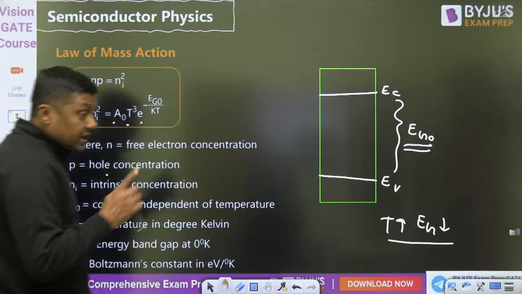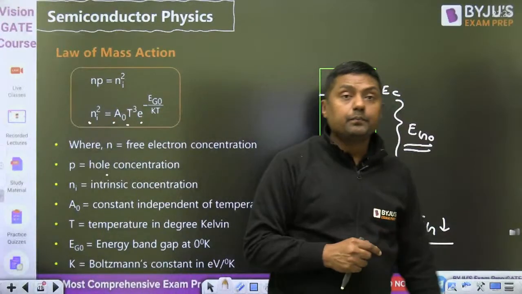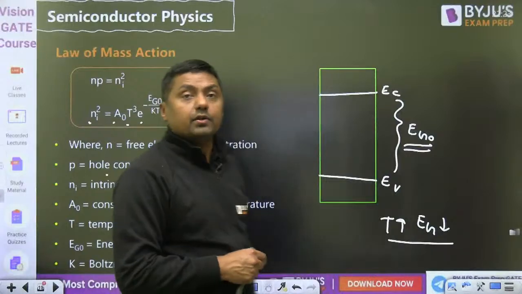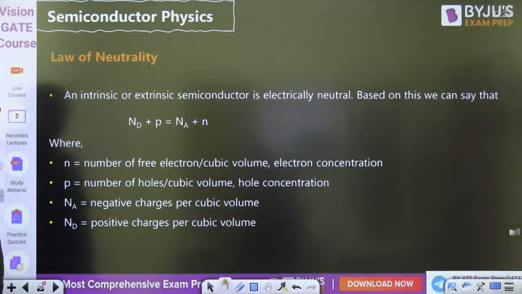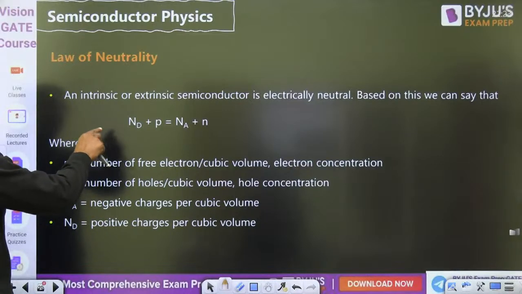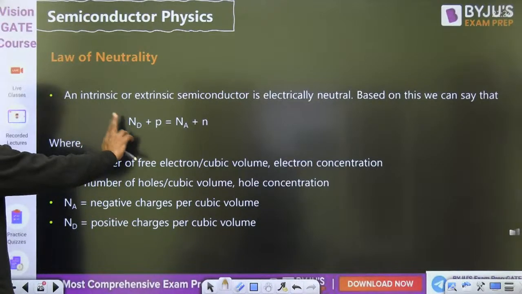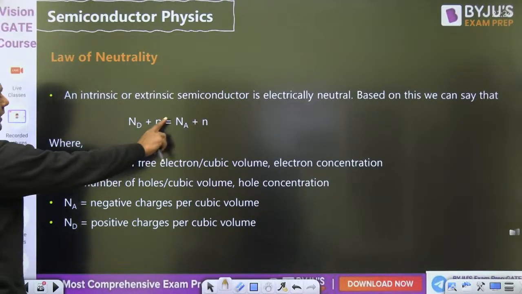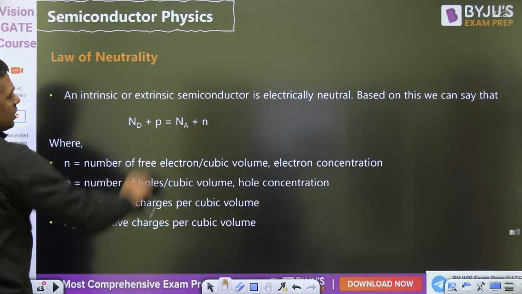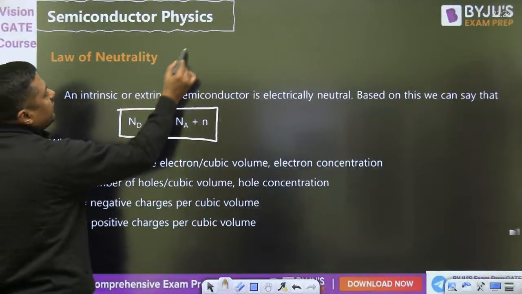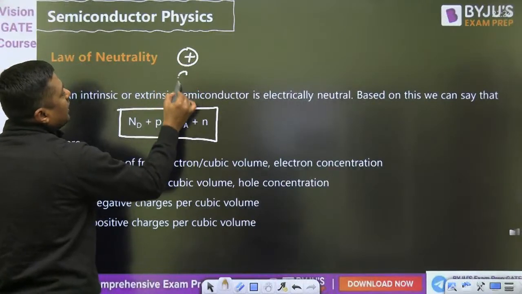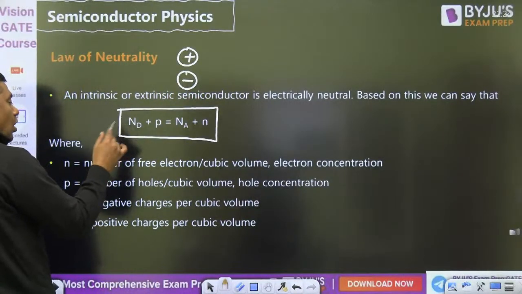Mass action law. Second one is what? Law of neutrality. Okay. Yes, np is equal to what? ni square. Then this is the law of neutrality. It means the donor ion is what? Positive ion. Hole is positive. Acceptor ion is negative ion and electron is negative. Charge of electron is negative. Donor ions, acceptor ions. So this is the law of neutrality.